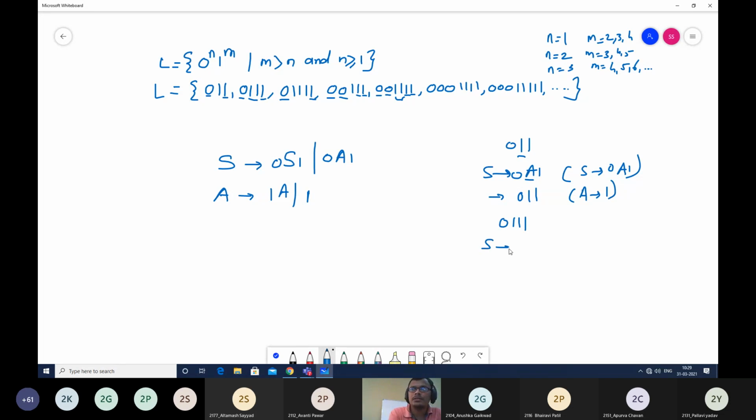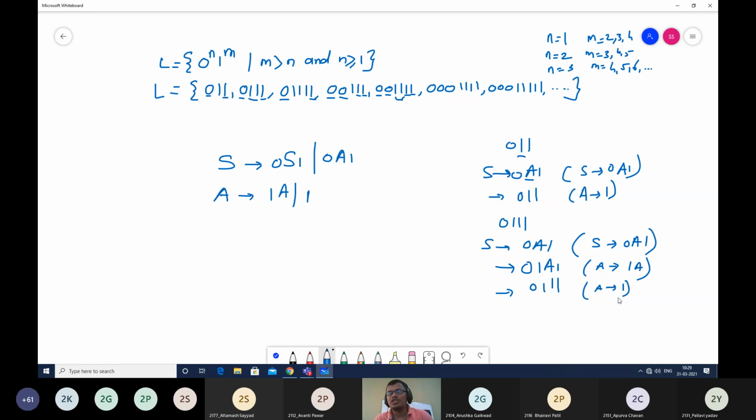First I'll apply S gives 0A1 because I have a single 0. Directly I'll go to A. So I am using production rule S gives 0A1. Then next time I need 2 ones, so I'll use production rule A gives 1A. And then I'll use A gives 1, and then again A gives 1. So my string 0 and 3 times 1 is getting accepted.